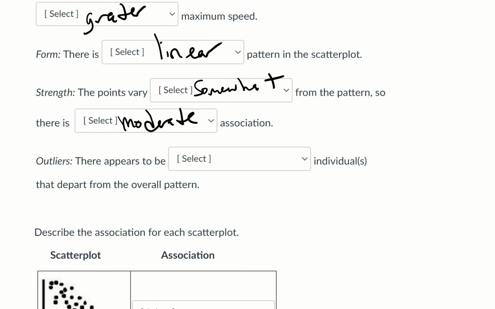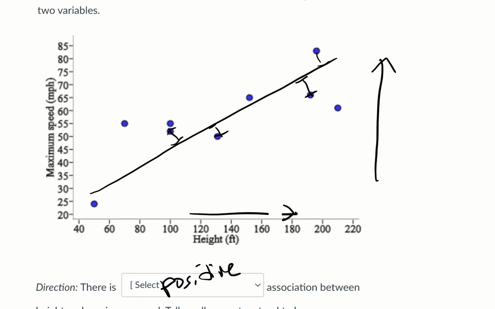Outliers. Are there any outliers in this data set? When you're looking at outliers, you need to see, are there points that are so far away from this pattern that it's ridiculously away from this pattern, right? We just want to see, is it really far away from this pattern? And there are no points that are striking that make me think that they're an outlier. This one's a little bit farther away from the line, but it's not terribly far away from the line.